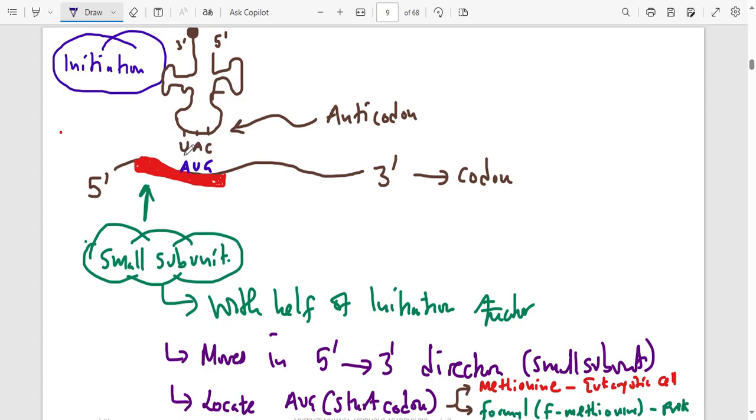These are nucleotides: uracil, adenine, cytosine. So follow the class on nucleotides if you have not done it, otherwise you'll get confused.